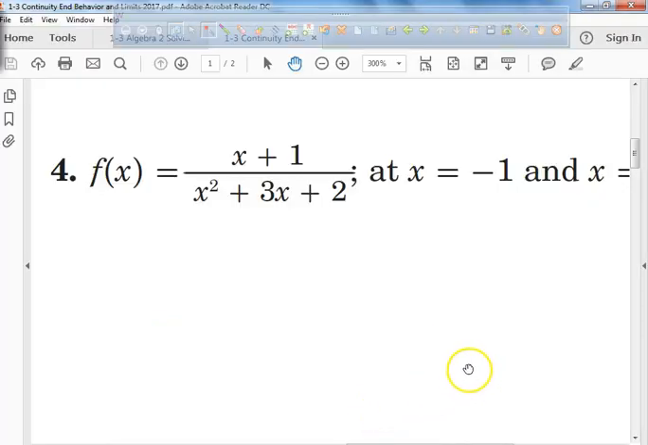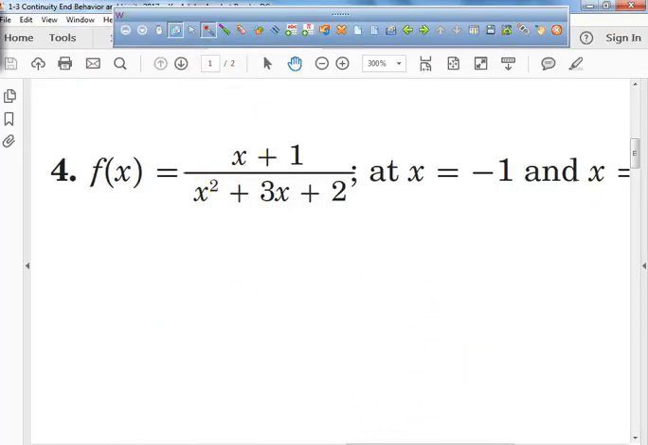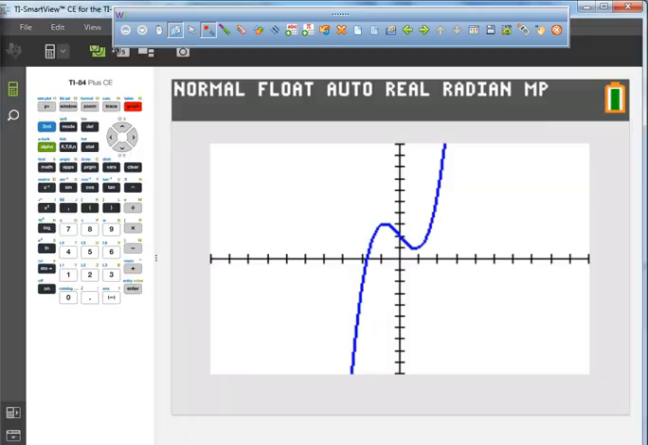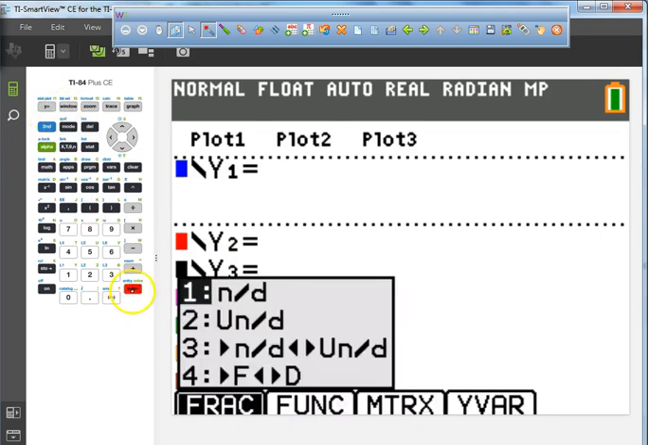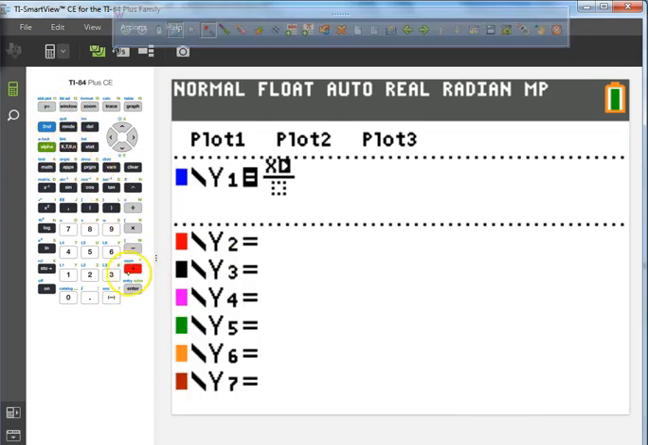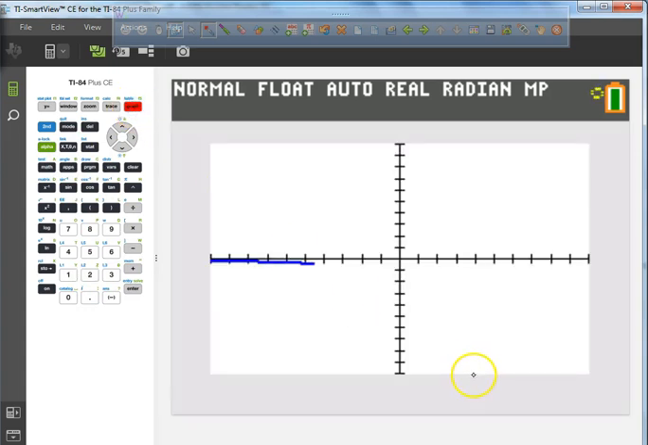Let me go back to this one. Here we go. What I want you guys to do right now is type this one in. If y equals, this is problem number 4. Alpha, y equals, enter. In the numerator, we have x plus 1. In the denominator, we have x squared plus 3x plus 2. I want you to hit graph. Take a look at it.